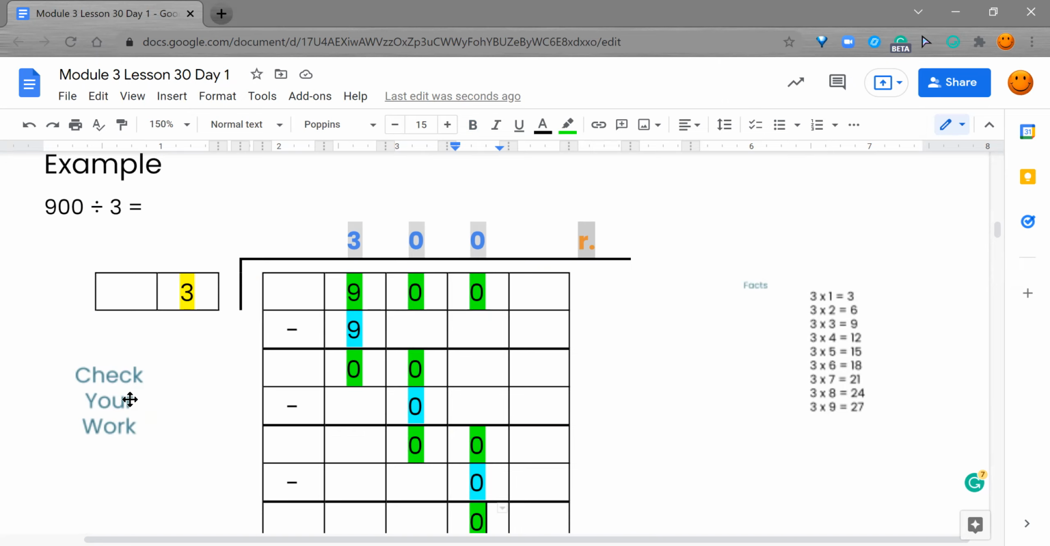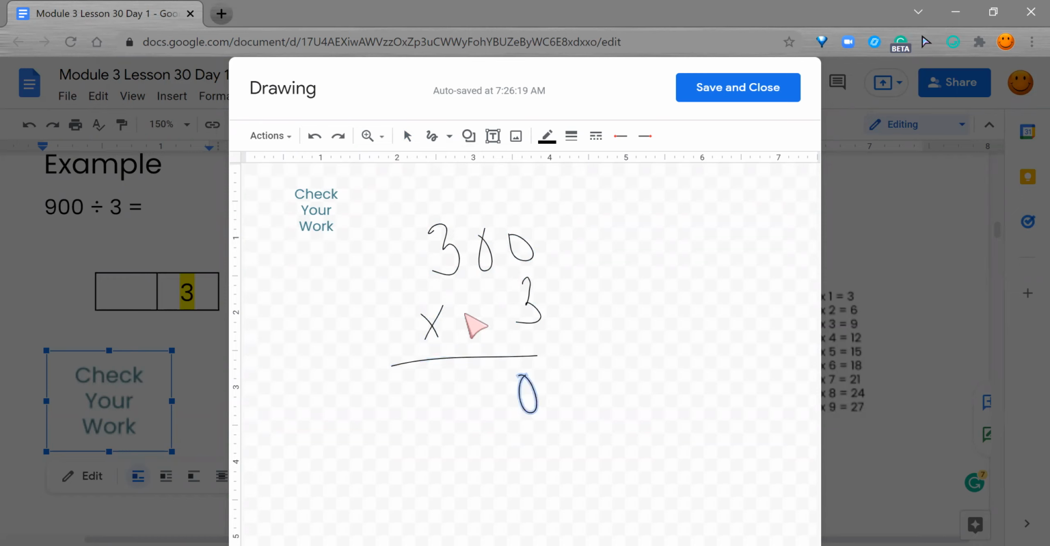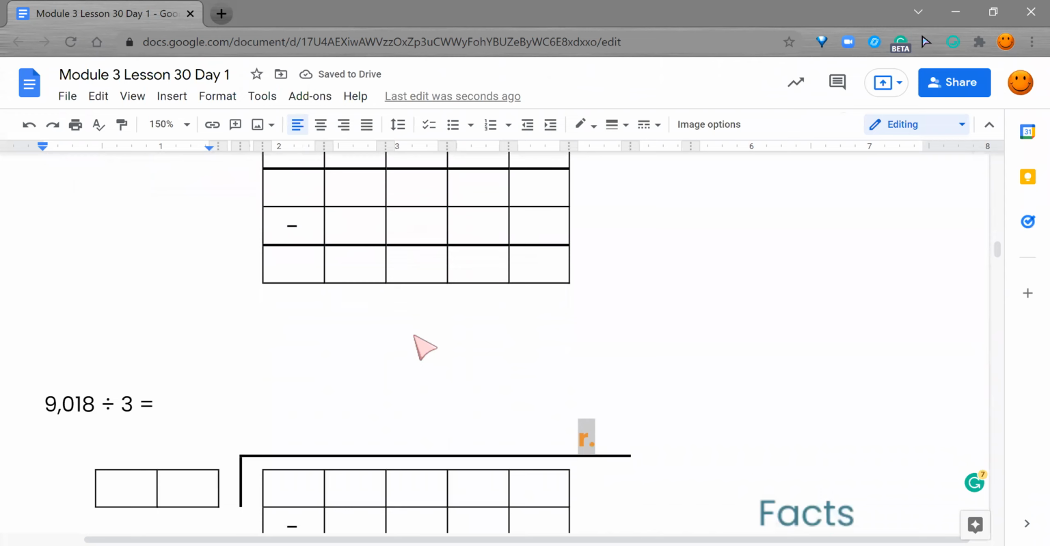So now I'm going to go in and check. And this is where I like to use the scribble, only because it's fun. I get to use my finger. So I do 300 times 3. 3 times 0, 3 times 0, and then 3 times 3. Was my quotient 900, you guys? Yeah, great job.